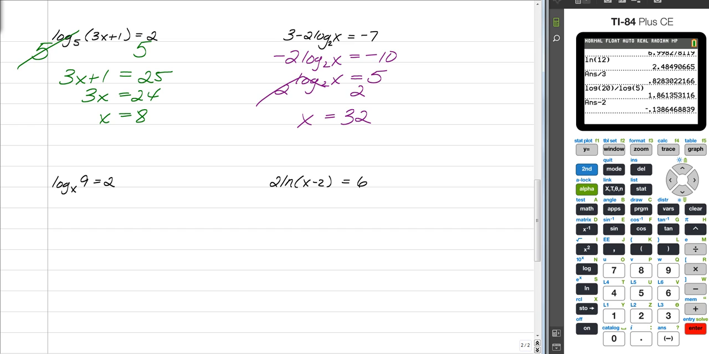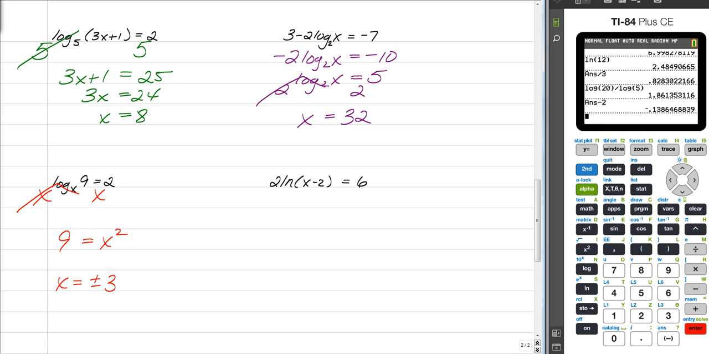Log base x of 9 is equal to 2. So we have to exponentiate both sides, but it's with an x. So x raised to the log base x will cancel each other out, and we have 9. And that's equal to x squared. And then we're just going to have to make sure we square root both sides. And x is equal to plus or minus 3.